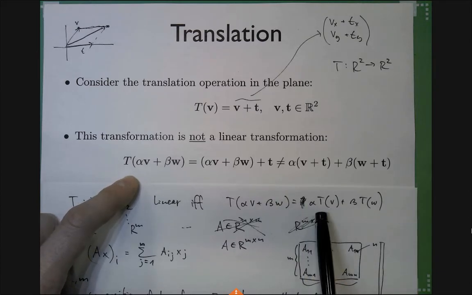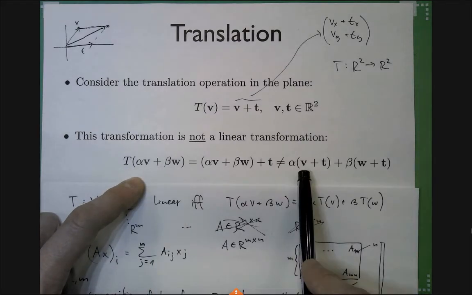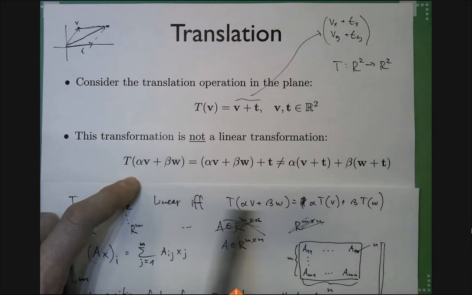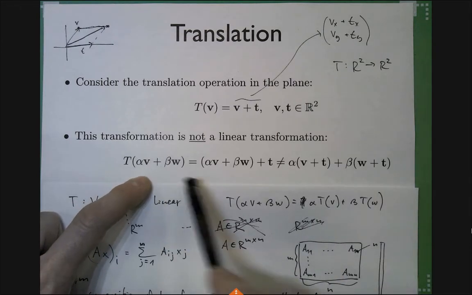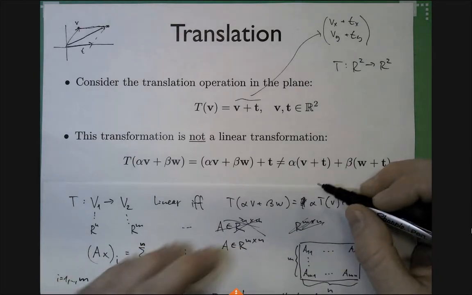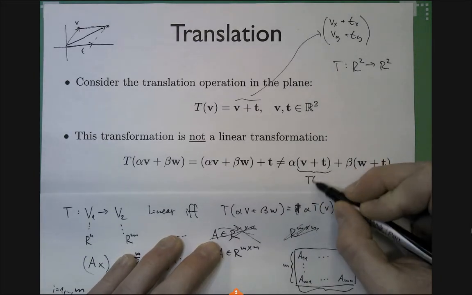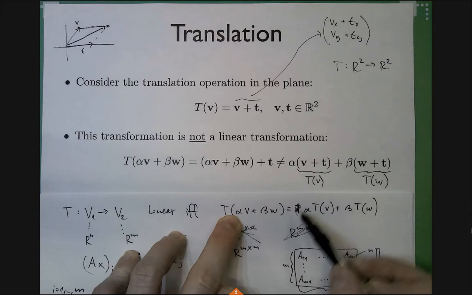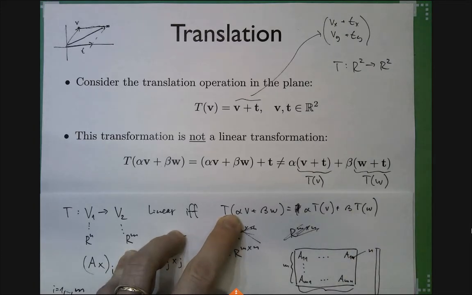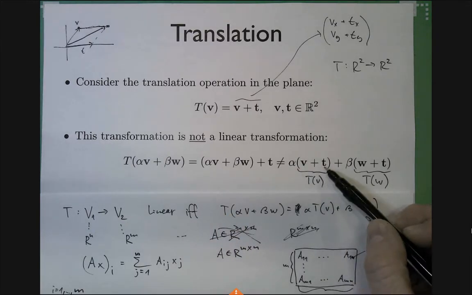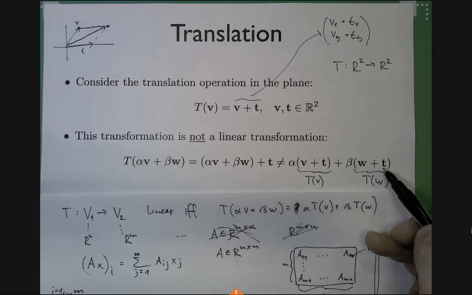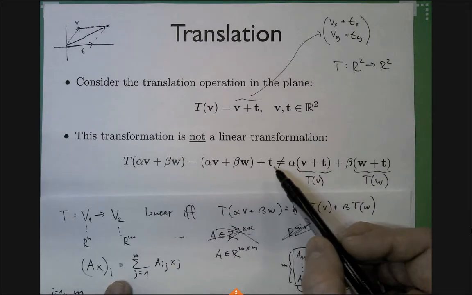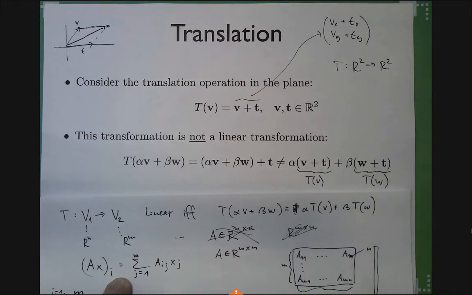On the other hand, if I first translate just V and multiply it by alpha, translating V means V plus T multiplied by alpha, and translate W, so this V plus T is my TV, and W plus T is my TW. You can immediately read this right-hand side of the defining property of linear transformations. As you can see, this is alpha V plus alpha T plus beta W plus beta T. Well, there's a problem, right? There is T on the left and alpha T plus beta T on the right.